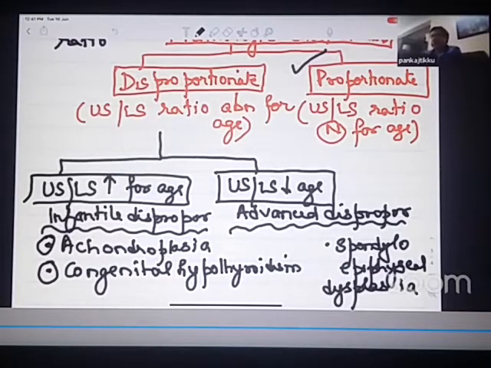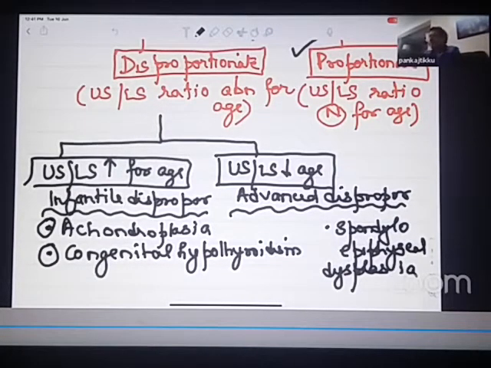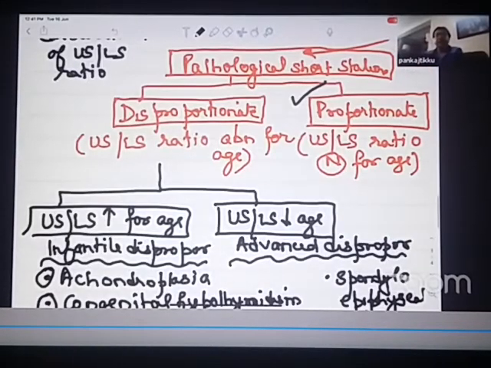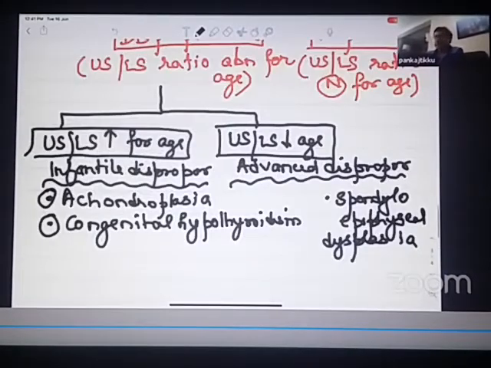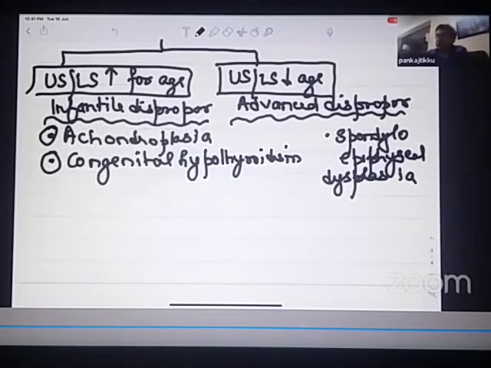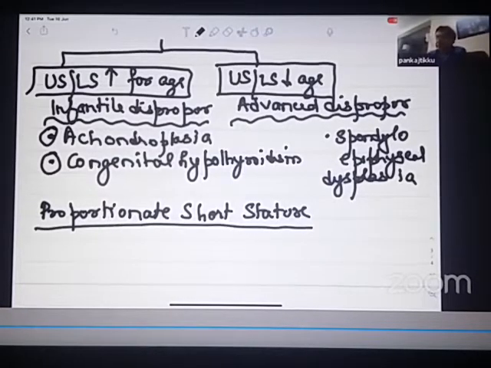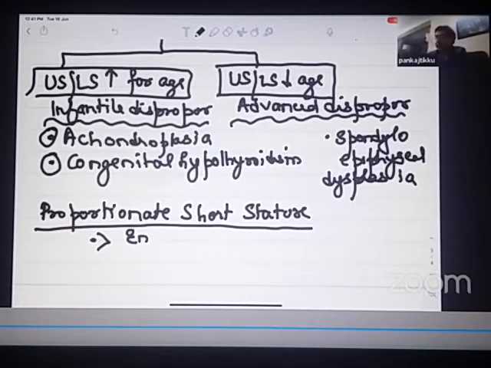So you have understood this. Now let us tell you the examples of proportionate short stature. So now the examples are: first, endocrinal disorders, which includes growth hormone deficiency.